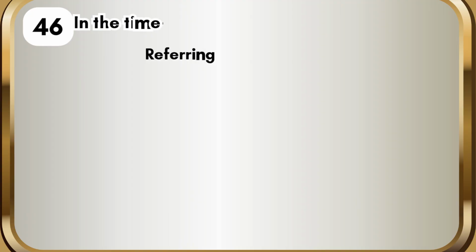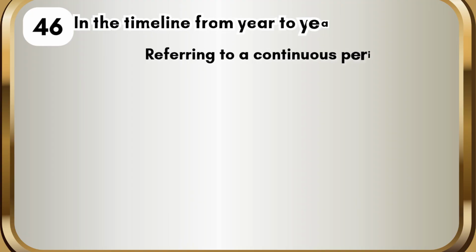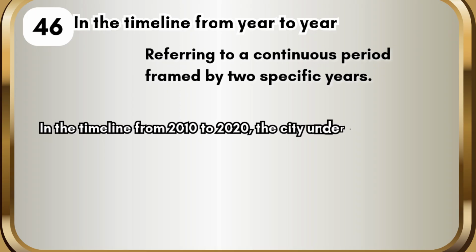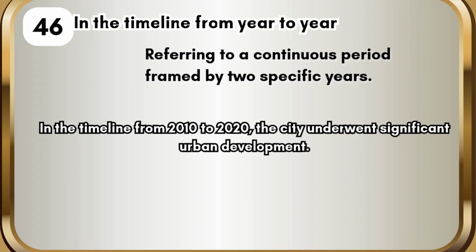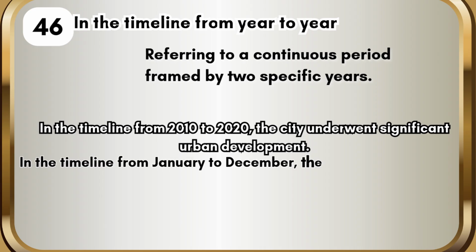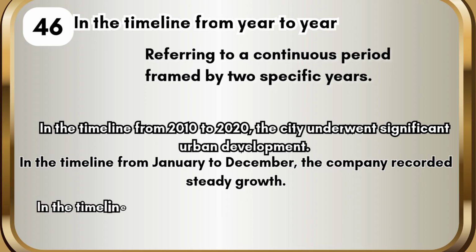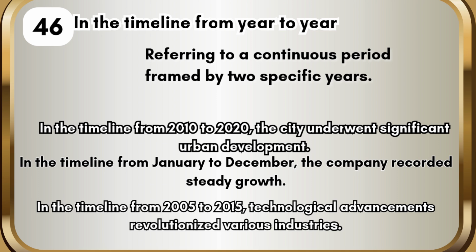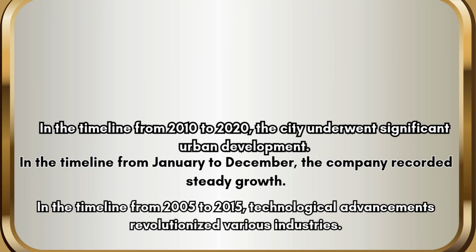In the timeline from year to year, referring to a continuous period framed by two specific years. In the timeline from 2010 to 2020, the city underwent significant urban development. In the timeline from January to December, the company recorded steady growth. In the timeline from 2005 to 2015, technological advancements revolutionized various industries.